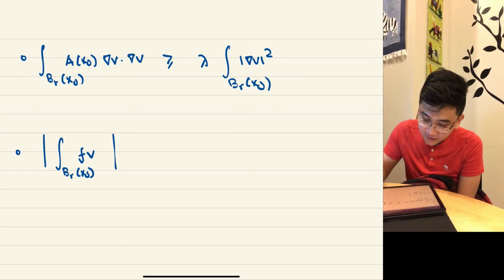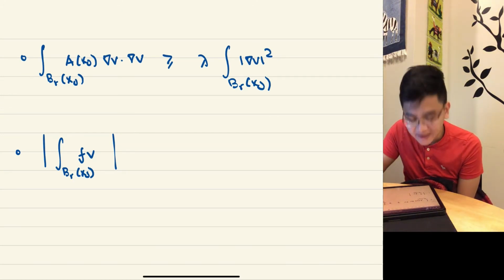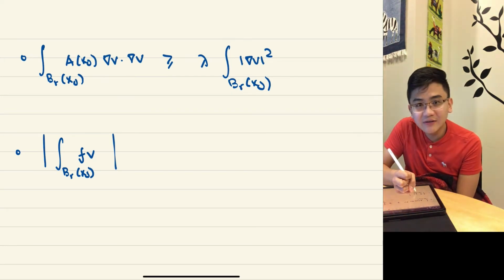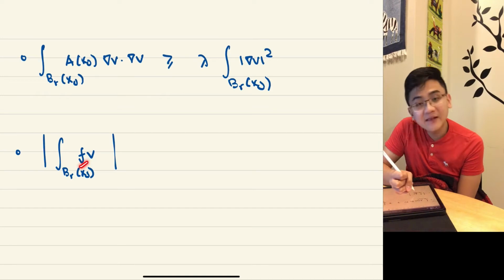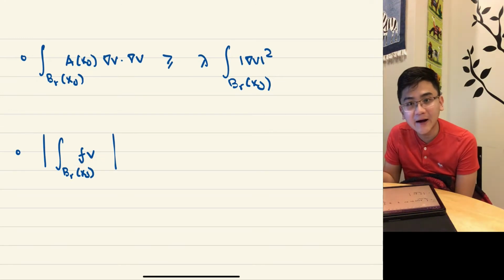Okay, so let's see. We're going to use Hölder's inequality. The natural thing is, well, F is in L^Q. Let's do Hölder's inequality with Q and Q prime.